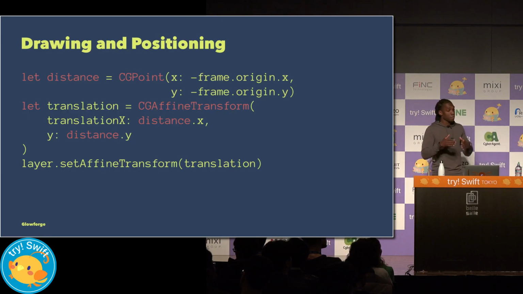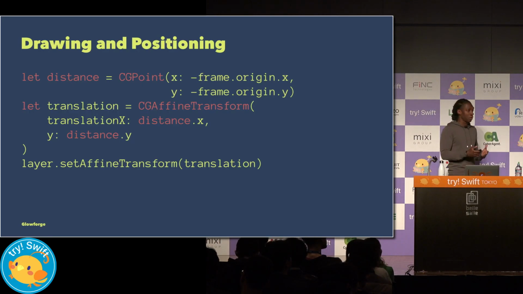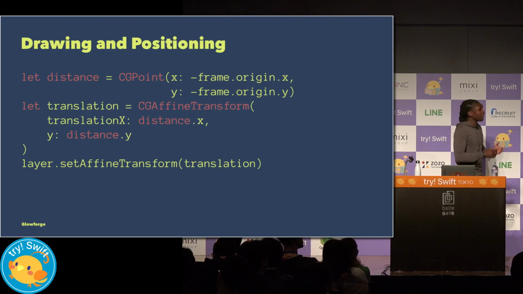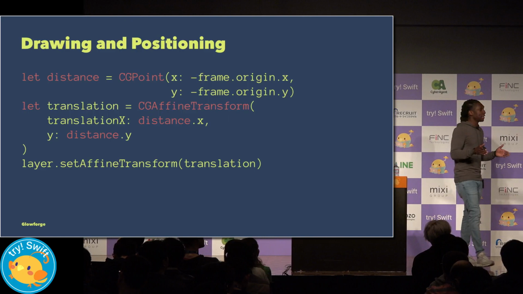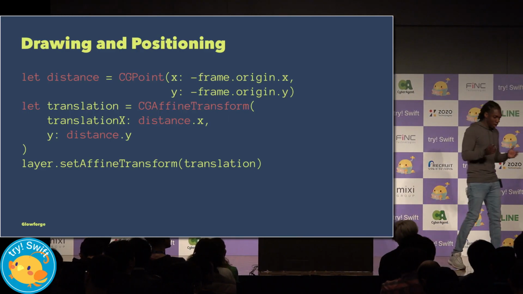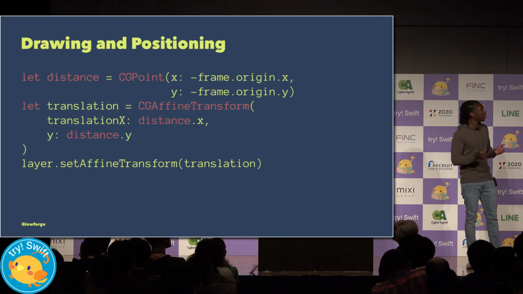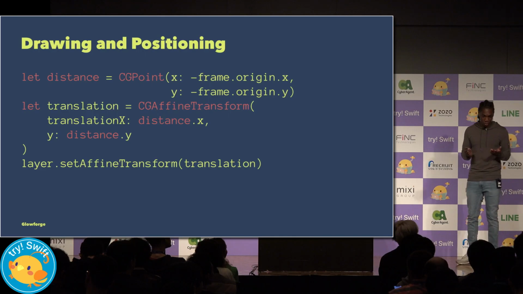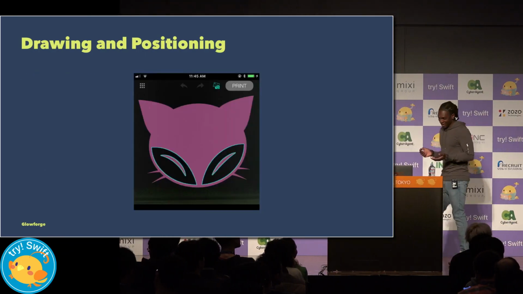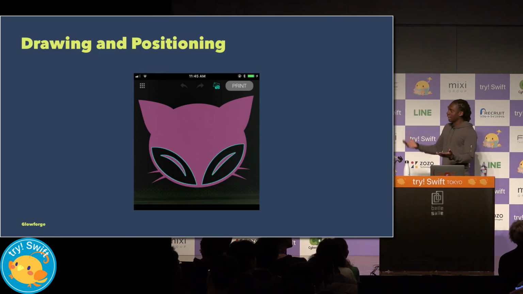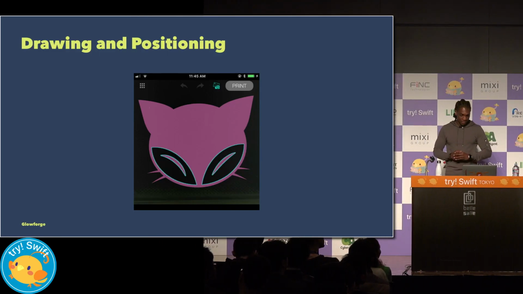So we multiply the origin point that we have by -1 to get the negative value of that point. And then we use that point to create a translation. And that translation now can be set as the transform on our layer. And this should fix our issue. Or will it? And it does. The path now fits snugly inside the eyes of the cat.